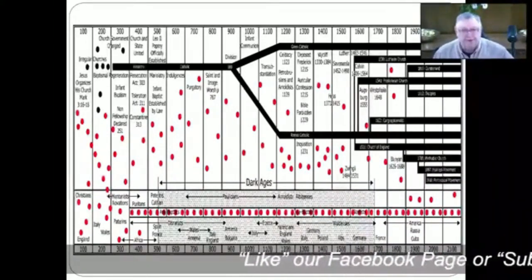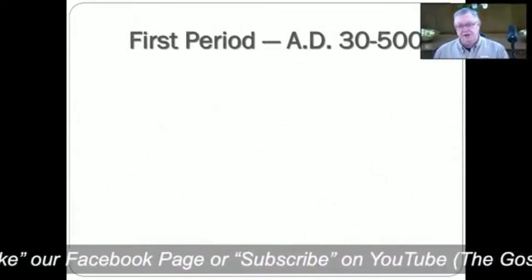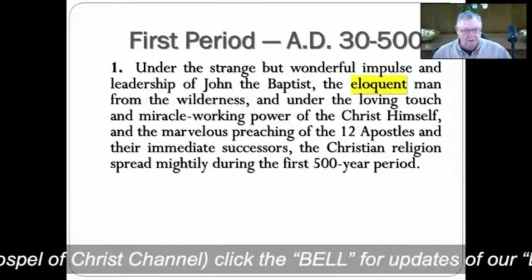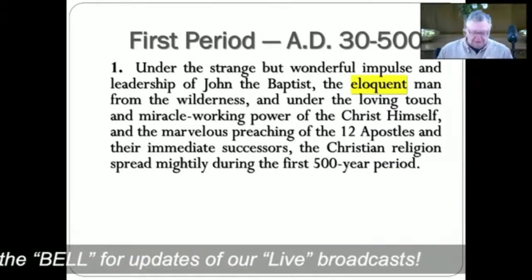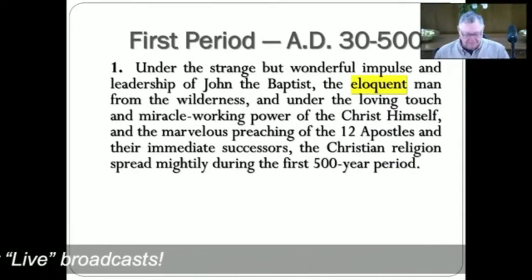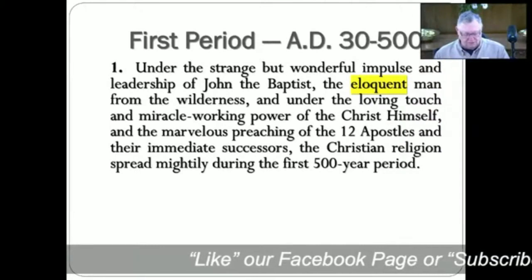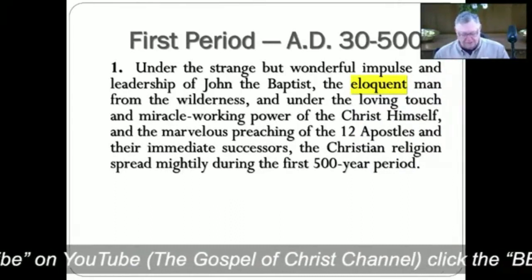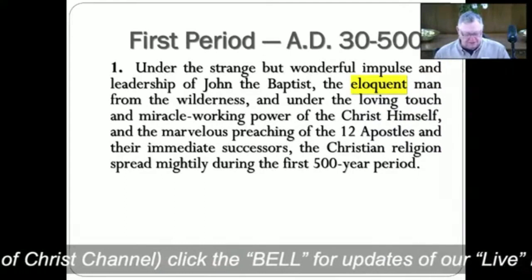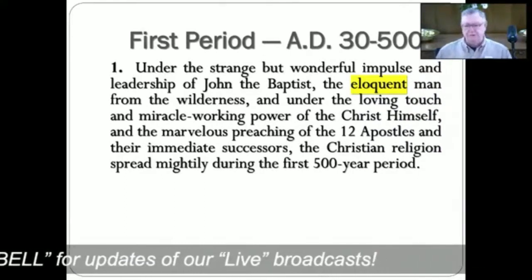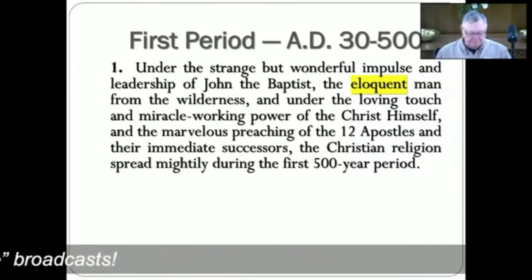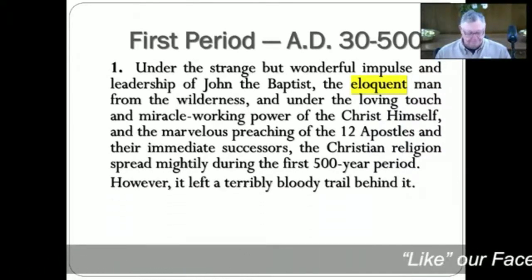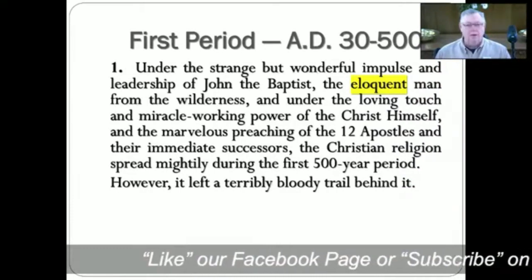All right, the first period is AD 30 through 500. Under the strange but wonderful impulse and leadership of John the Baptist, the eloquent man from the wilderness, and under the loving touch and miracle-working power of Christ himself, and the marvelous preaching of the 12 apostles and their immediate successors, the Christian religion spread mightily during the first 500-year period. However, it left a terrible, bloody trail behind it.